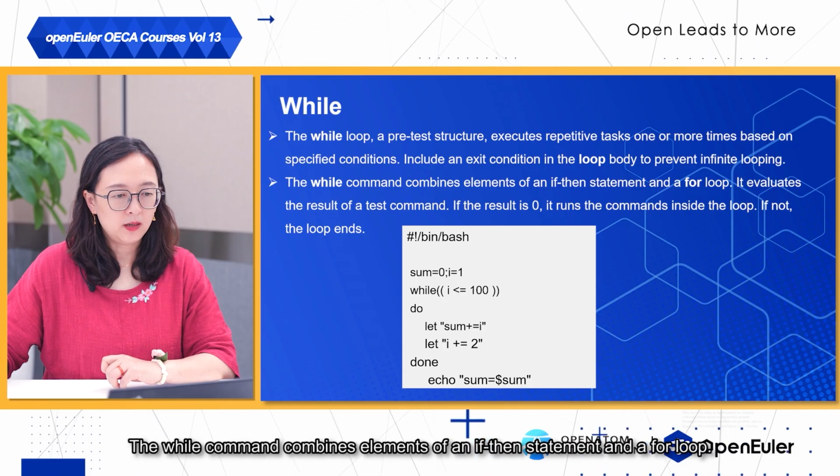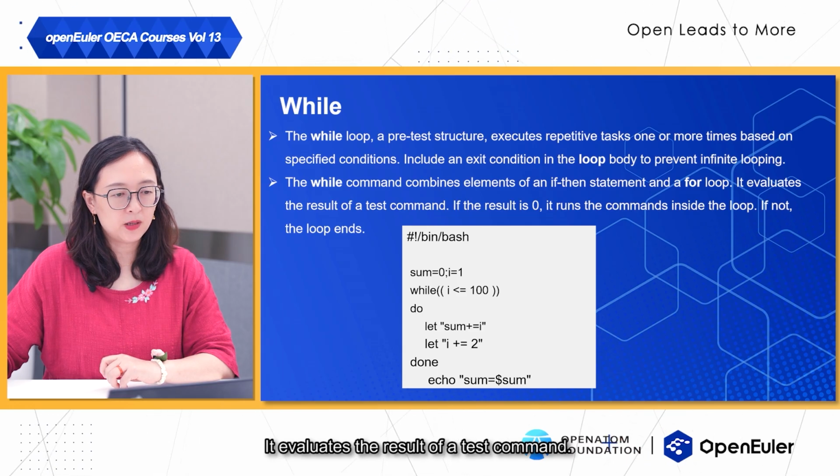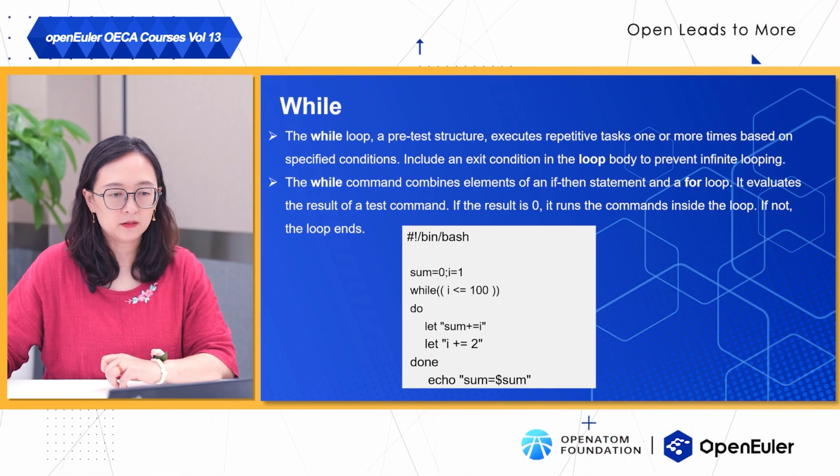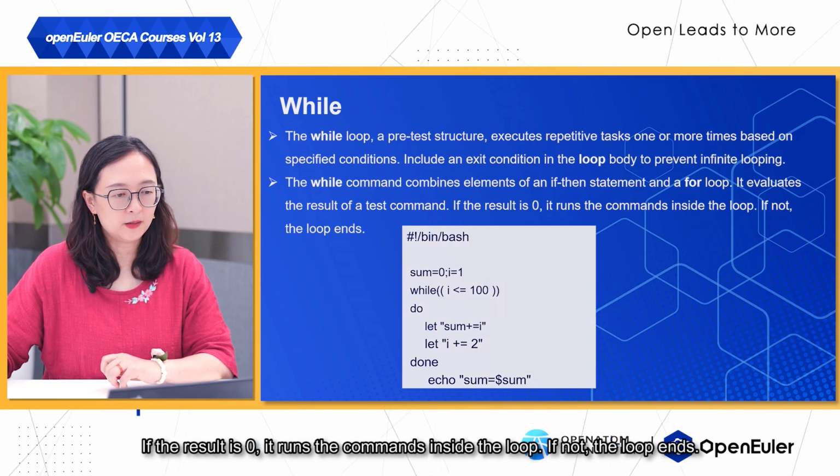The while command combines elements of an if-then statement and a for loop. It evaluates the result of a text command. If the result is 0, it runs the commands inside the loop. If not, the loop ends.